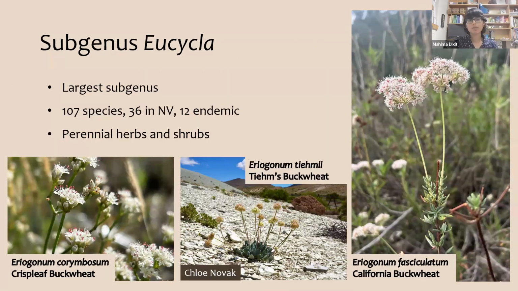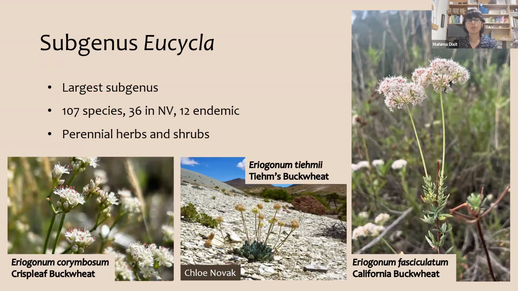The next subgenus we're going over today is the subgenus Eucycla. It is the largest subgenus in Eriogonum with over 100 species in total, 36 of them found in Nevada and 12 of them endemic to the state. They are perennial herbs and shrubs, but aside from that, there's not really a clear uniting characteristic. But some representatives from this group include the California buckwheat, as well as the crispleaf buckwheat.